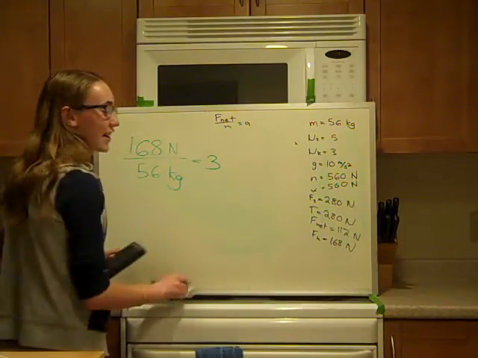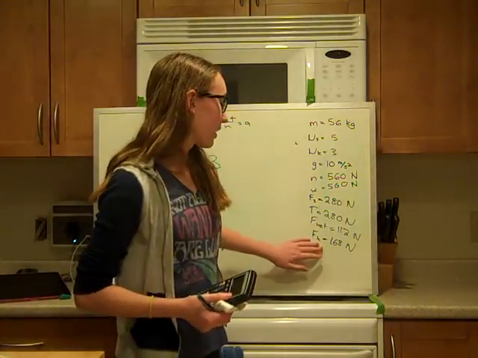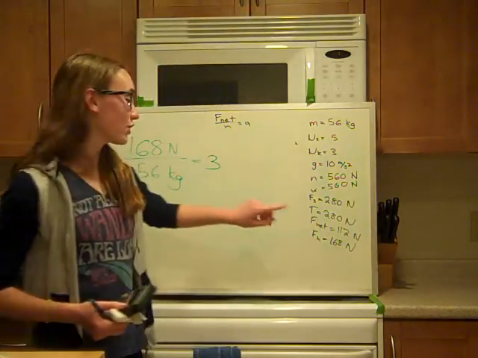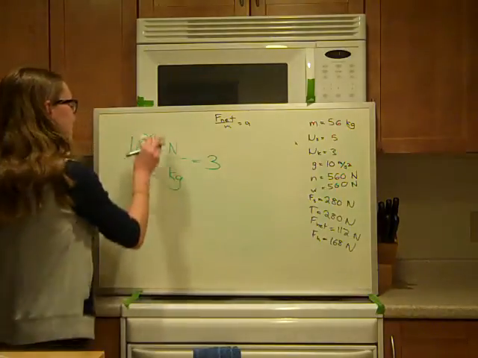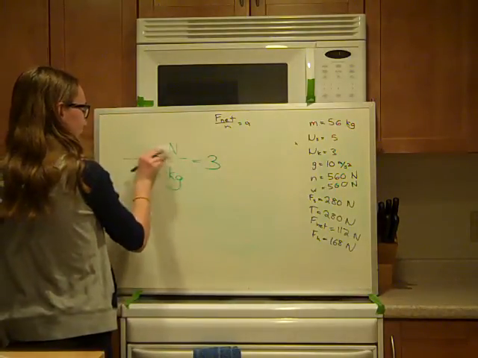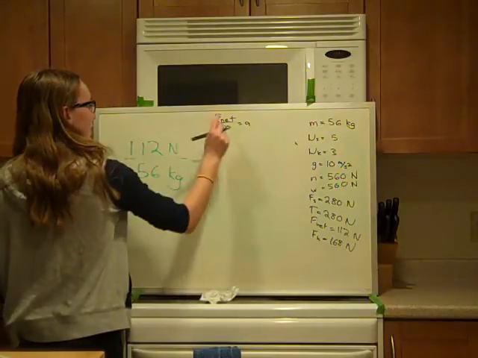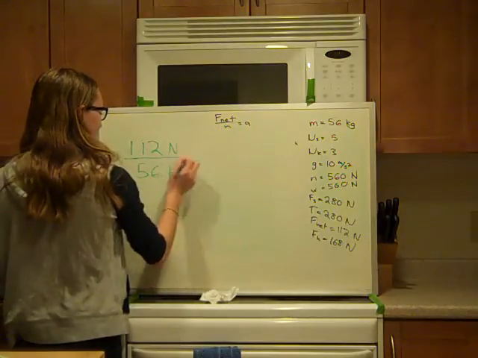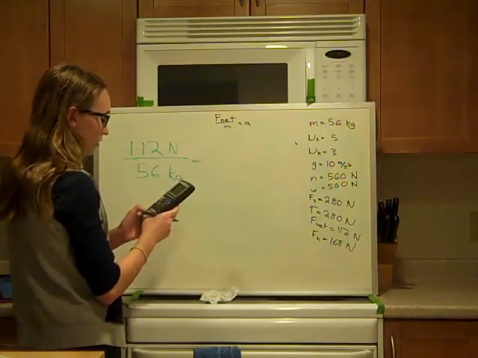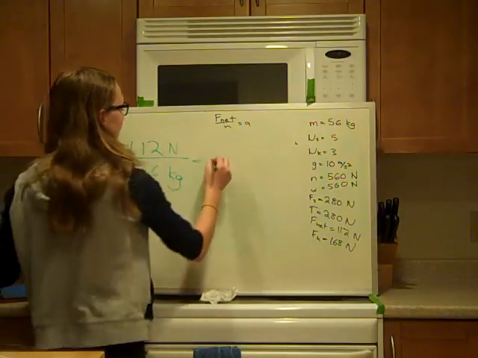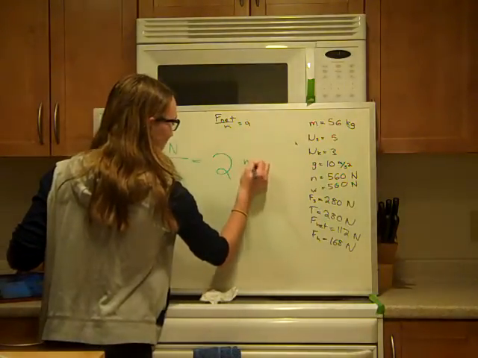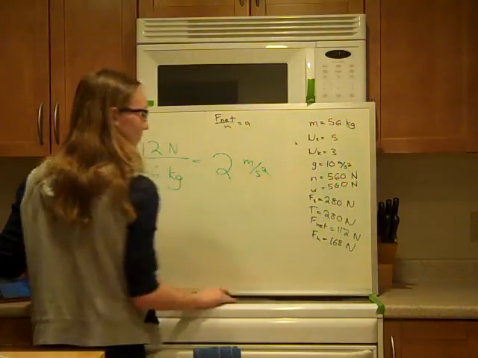Oh, oops. Sorry. Okay, so I used the kinetic friction instead of the net force. So, oops. Ignore that. That was a mistake. We need to be using the net force. And then we get 112 divided by 56 is 2.2 meters per second squared.